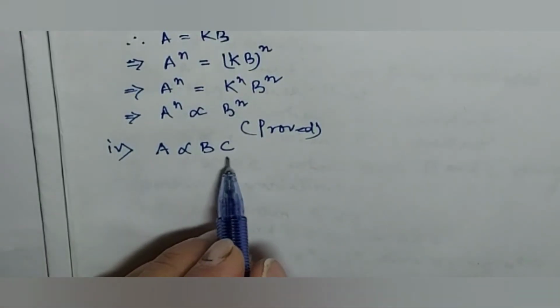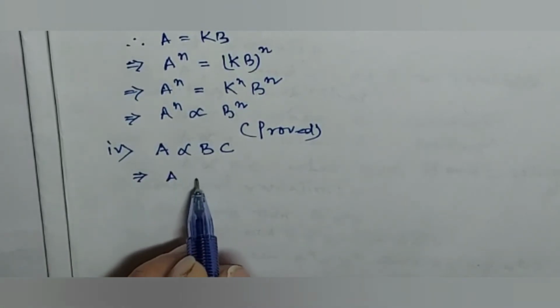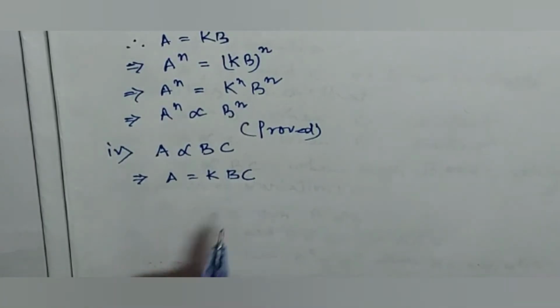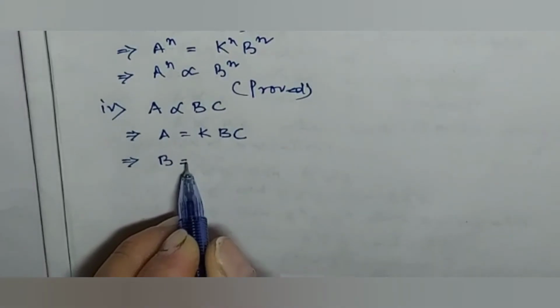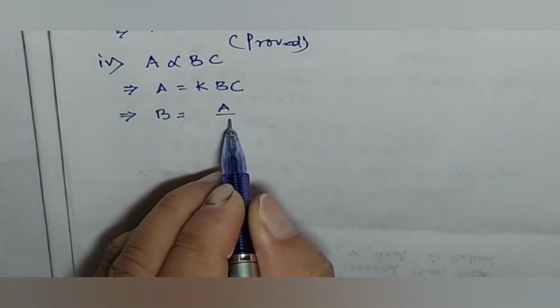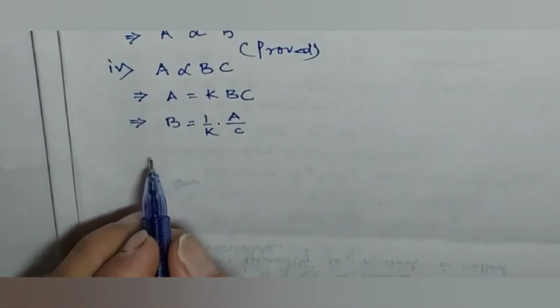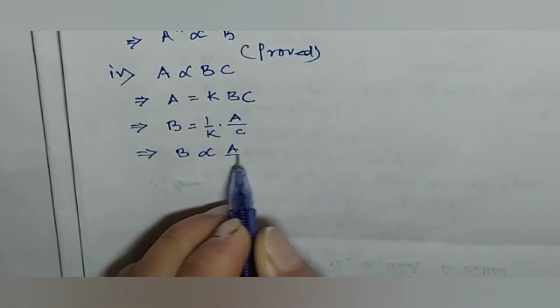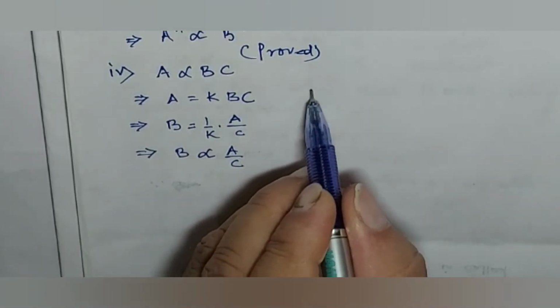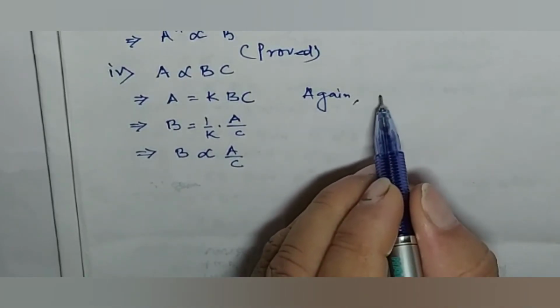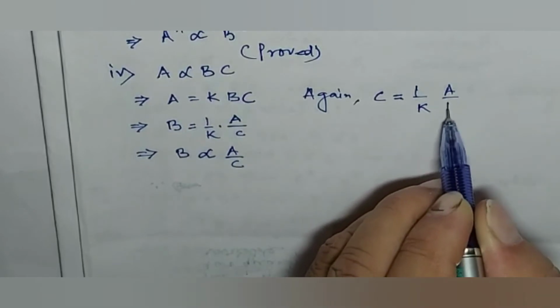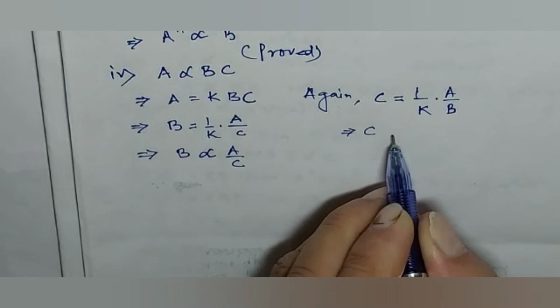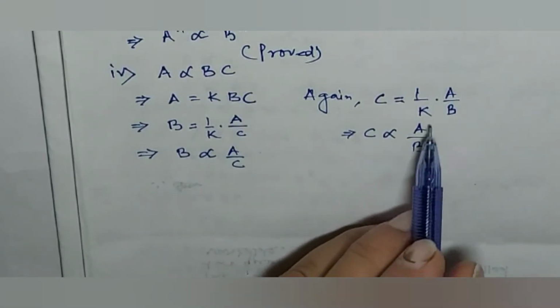Number 4, A proportional to BC. Therefore, we can write A is equal to KBC. So we can write B is equal to A by C into 1 by K, that is 1 by K into A by C. That is B proportional to A by C, where 1 by K is a variation constant. Again, we can write C is equal to 1 by K into A by B. That is, C is directly proportional to A by B, where 1 by K is a non-zero variation constant. So the problem B proportional to A by C and C proportional to A by B is proved.